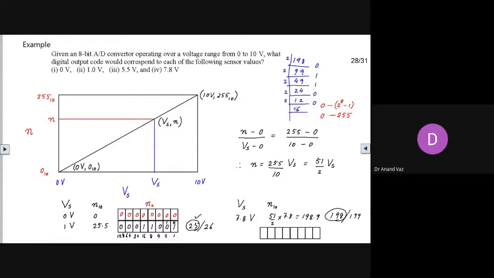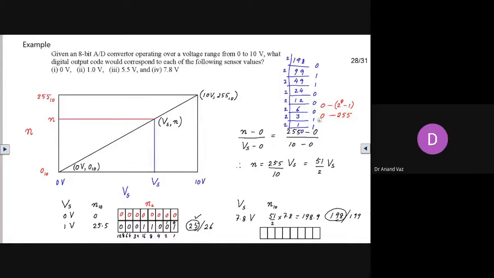Then 2 3s are 6. Remainder is 0. And again 2 1s are 2. Remainder is 1. Again 2 zeros are 0, remainder is 1.